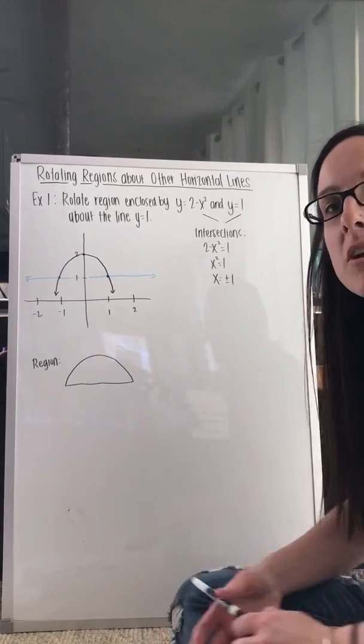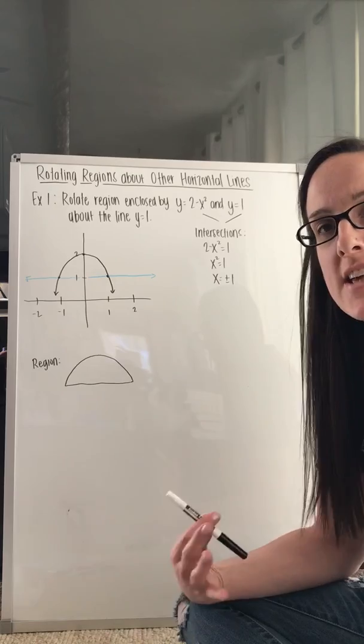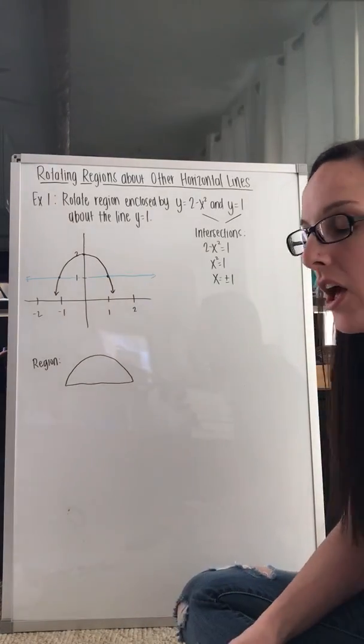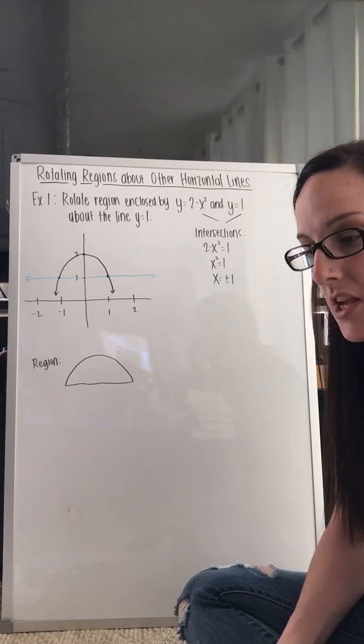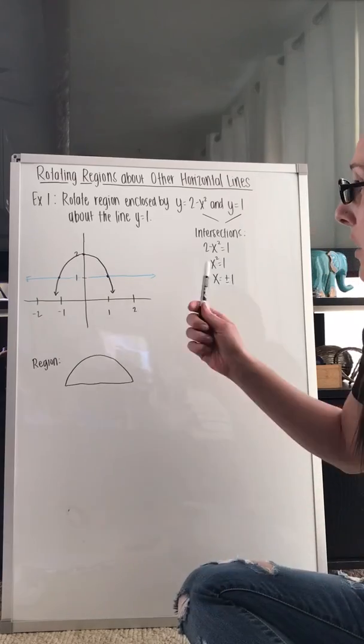All right, so today we're going to be talking about rotating regions around lines other than the x-axis, because we can basically rotate anything around any line that we want to. So we're going to start off by rotating the region enclosed by y is equal to 2 minus x squared and y is equal to 1 around the line y is equal to 1.